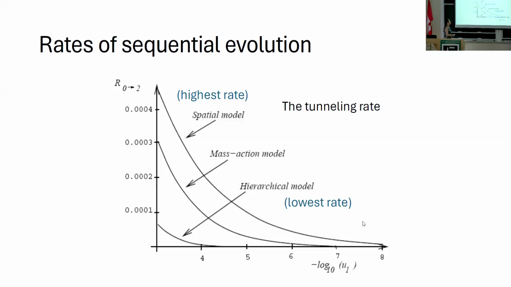We can plot the rate of evolution as a function of the mutation rate. And here in the middle is the first most primitive Moran model, non-spatial. This one is a spatial model which accelerates evolution. And here is a hierarchical model that decelerates evolution.